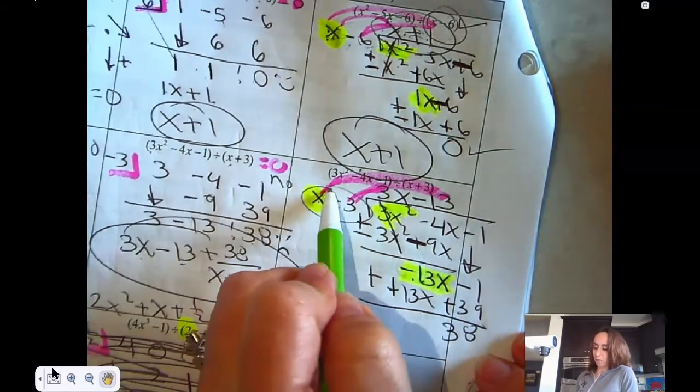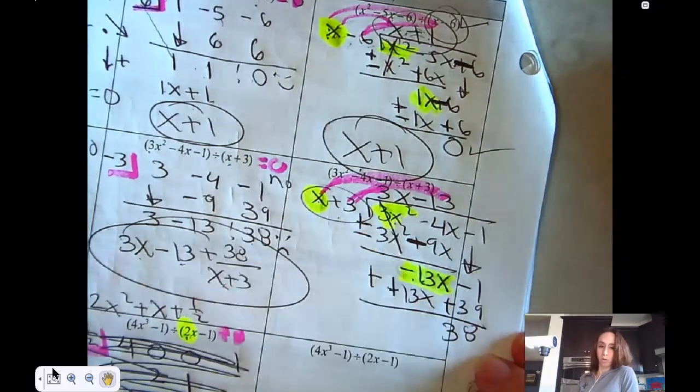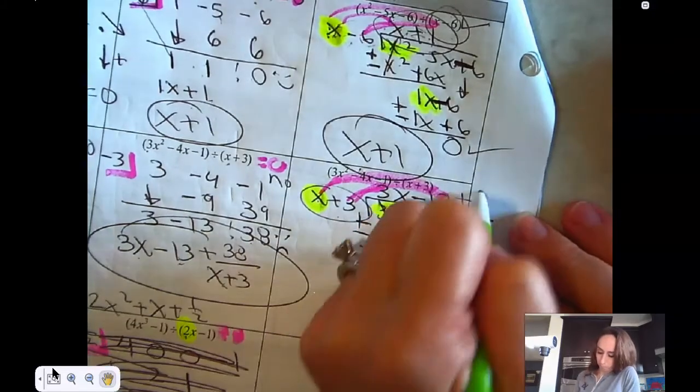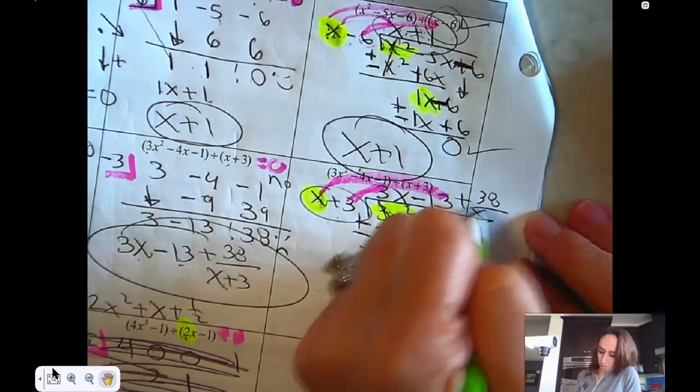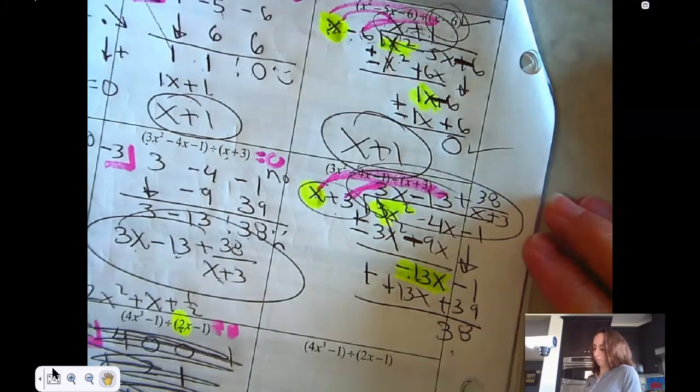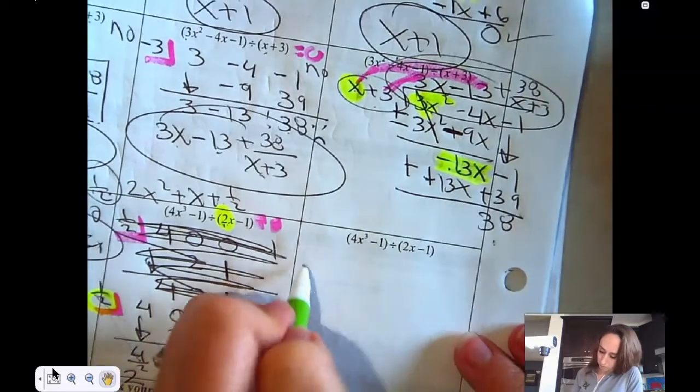Is this x plus 3 divisible by this one? No. Why not? Because there's a remainder of 38. I mean, if you like long division the best, go for it, but woof, this is a workout for me. All right, let's do this one.